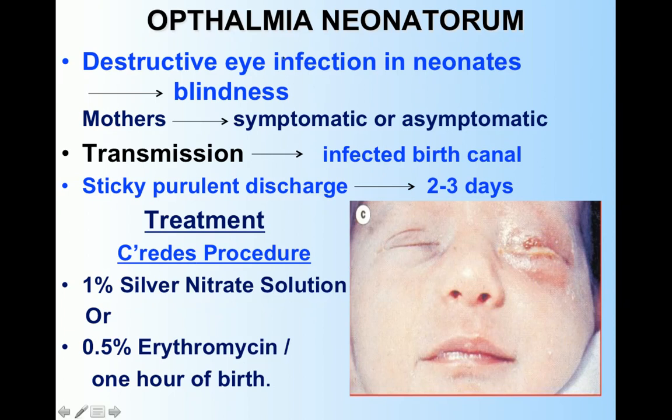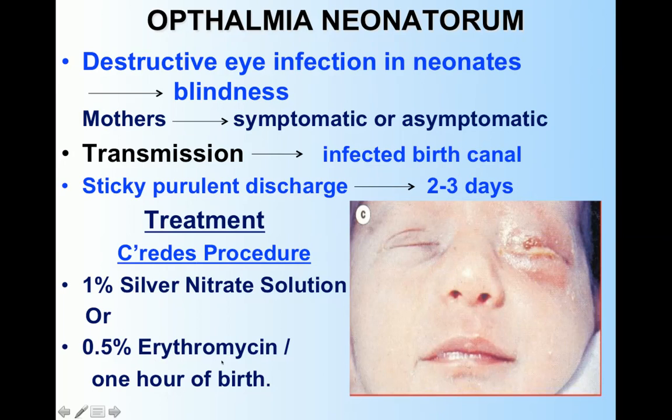There is going to be destruction of the eye leading to blindness, and mothers may be symptomatic or asymptomatic, but they do have these organisms in their vaginal canal. Transmission is through the infected birth canal, and within 2 to 3 days, as you can see in this picture, the child or the neonate is going to present with sticky purulent discharge. Treatment is known as Credé's procedure, and you either put 1% silver nitrate solution or 0.5% erythromycin immediately after birth.